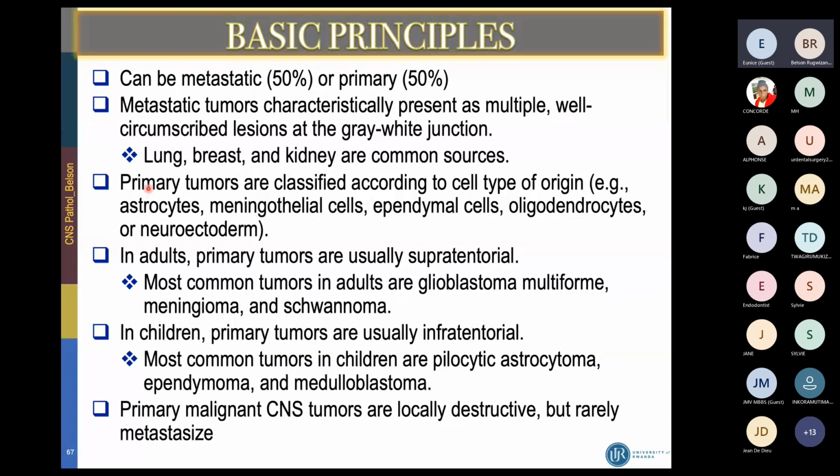In adults, tumors are usually supratentorial. In children, tumors are usually infratentorial, mostly in the cerebellum, while in adults tumors are usually in the cerebrum. The most common tumors in adults are glioblastoma multiforme. In the current classification, the word multiforme has been dropped and only glioblastoma is kept.